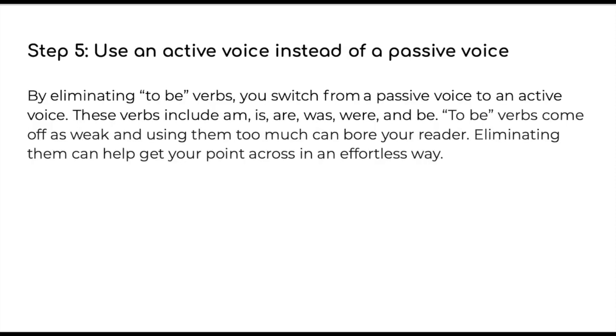Step 5. Use an active voice instead of a passive voice. By eliminating to be verbs, you switch from using a passive voice to an active voice. These verbs include am, is, are, was, were, and be. To be verbs come off as weak, and using them too much can bore your reader. Eliminating them can help get your point across in an effortless way.